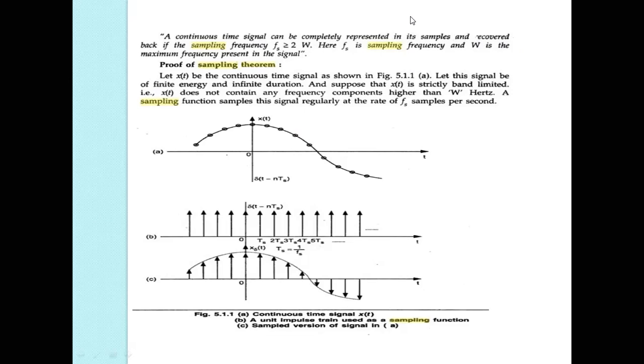Recovered back if the sampling frequency Fs, F suffix s, my dear students, Fs means sampling frequency, is greater than or equal to 2 omega. Okay, it is recovered back if the sampling frequency Fs is greater than or equal to 2 omega. Here Fs is the sampling frequency and omega is the maximum frequency present in the signal. We already saw that.